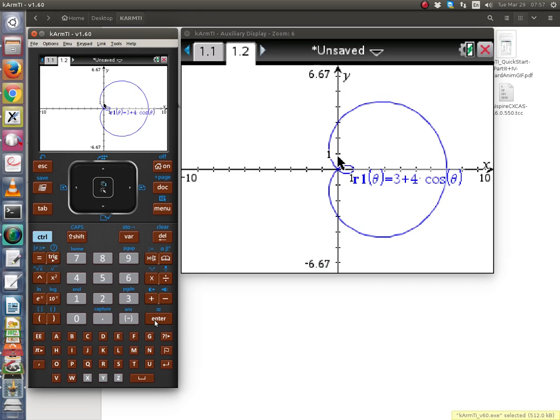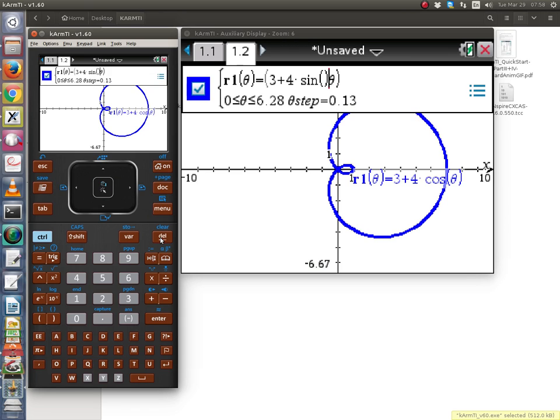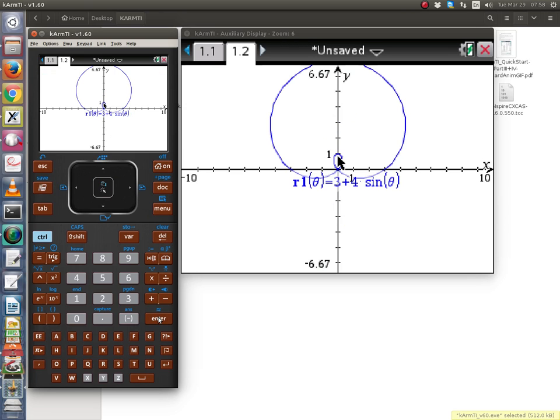Notice it has horizontal symmetry. What if I change it up to, instead of cosine, what if I made it sine? It would go the other way. Whoopsie. I think it has vertical symmetry when you have a sine involved, right? Okay. That's a cardioid with an inner loop, also known as a limaçon, by the way. French word there. And I don't like where that arrow is. Can I get that arrow out of here?